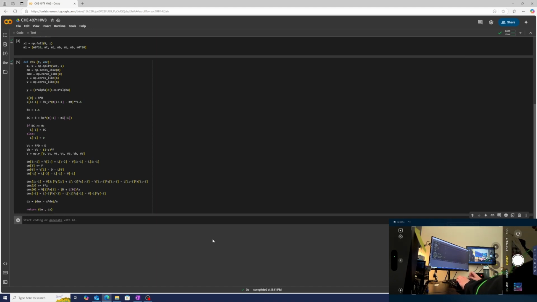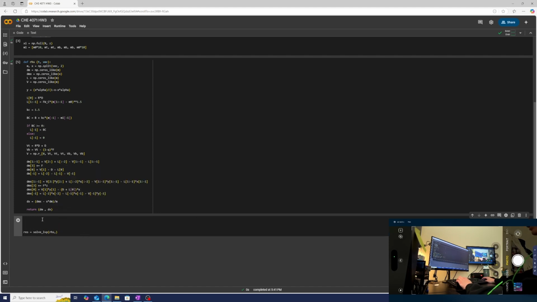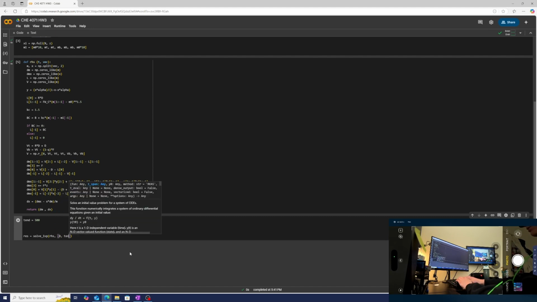Now we can use our solve IVP and our initial values to hopefully find a solution for this. So our result is going to be our solve IVP of our function, so right hand side. I guess we need a time to do this over, so our T end would be 500, and okay. So our right hand side, we want this to be from 0 to our T end.